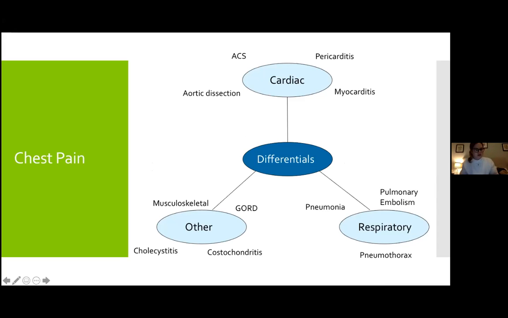So the main causes of chest pain, we can split up into cardiac, respiratory and other. So cardiac causes are aortic dissection, ACS, pericarditis and myocarditis. Respiratory are PE, pneumonia, pneumothorax, and then the other ones are gastroesophageal reflux disorder, costochondritis, cholecystitis, and musculoskeletal pain.